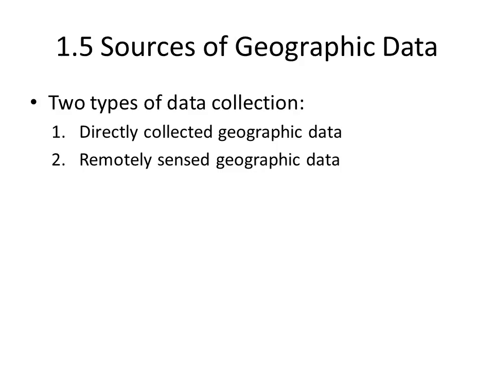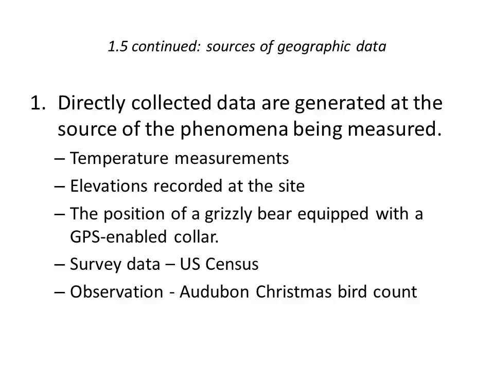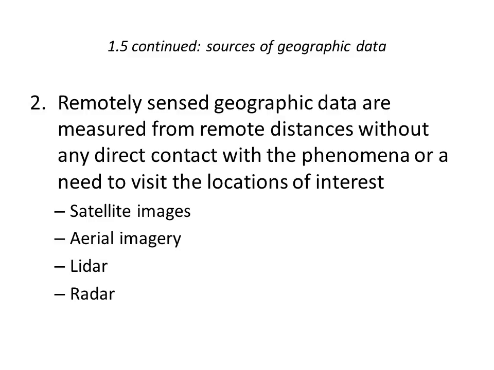When we map out geographic data, we typically have two types of data collection. One is directly collected geographic data, and the other is remotely sensed geographic data. Directly collected data are generated at the source of the phenomena being measured, such as temperature measurements, elevations that are recorded at the site, the position of a grizzly bear equipped with a GPS-enabled collar, survey data from the U.S. Census, or observation data such as the Audubon Society's annual Christmas bird count, which they do all over the world.